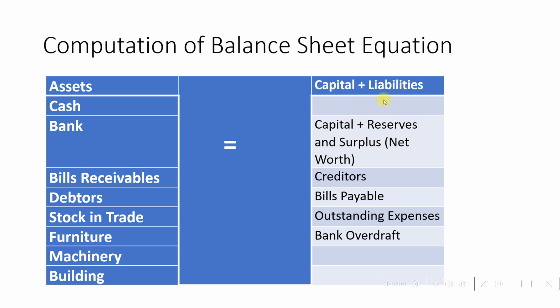On the capital plus liabilities side, or the liability side, we list owner's equity, outsider's equity, and reserves and surplus. Owner's equity is nothing but capital, reserves and surplus, which is net worth. Creditors, the money which we have to pay, may be a liability. Bills payable, outstanding expenses, and bank overdraft. So everything is listed under liabilities, or under capital plus liabilities.